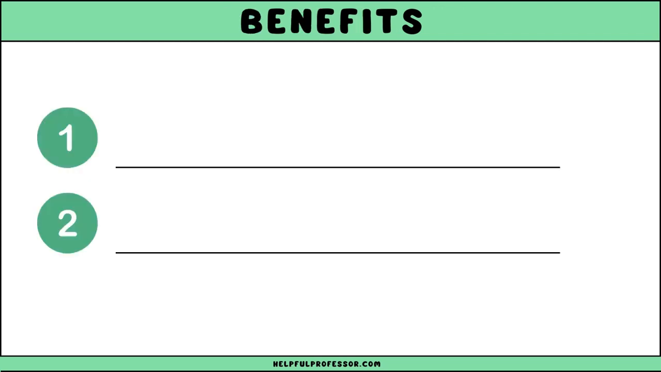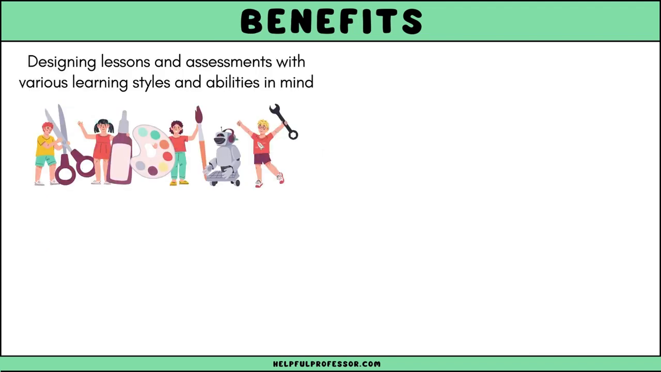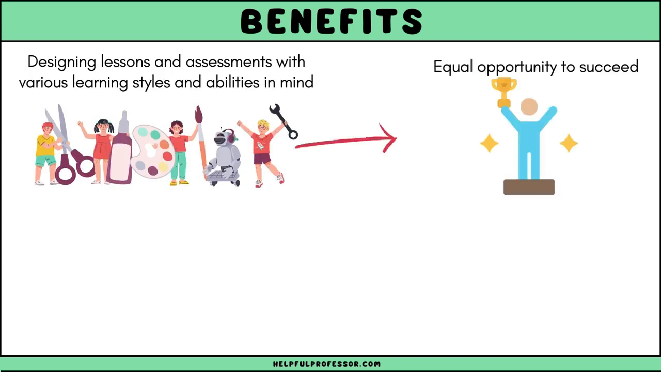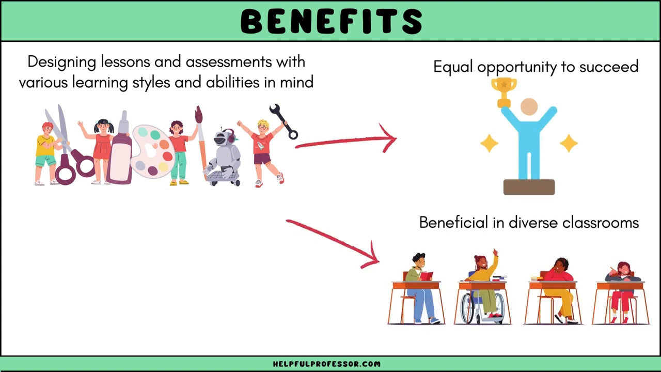Let's explore the benefits of Universal Design for Learning. One of the benefits is that it promotes inclusivity in the classroom. By designing lessons and assessments with various learning styles and abilities in mind, all students have an equal opportunity to succeed. This can be particularly beneficial in diverse classrooms where students' abilities and backgrounds may vary widely.